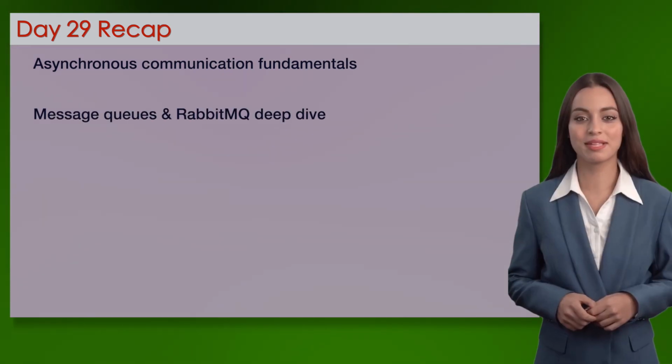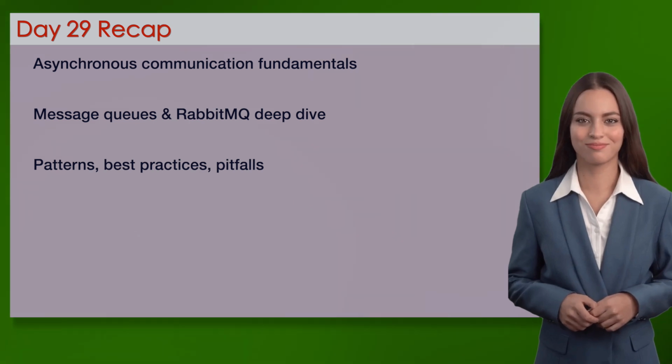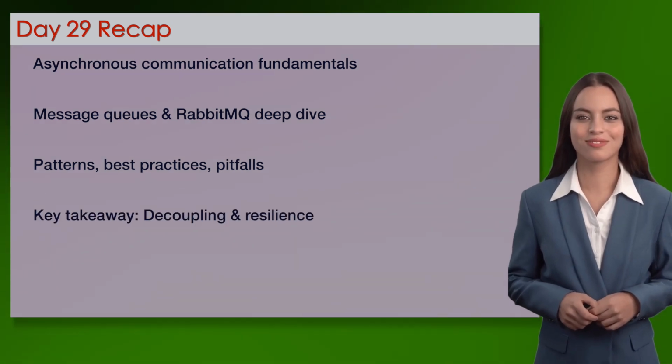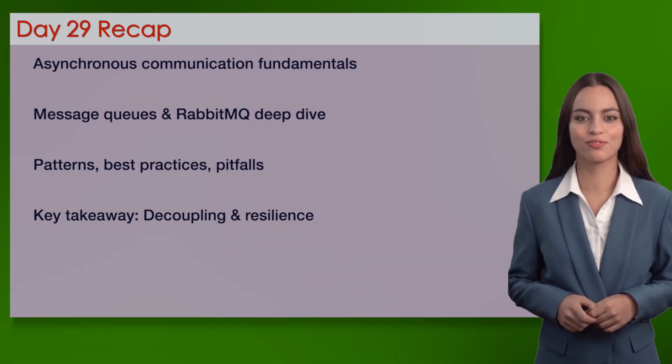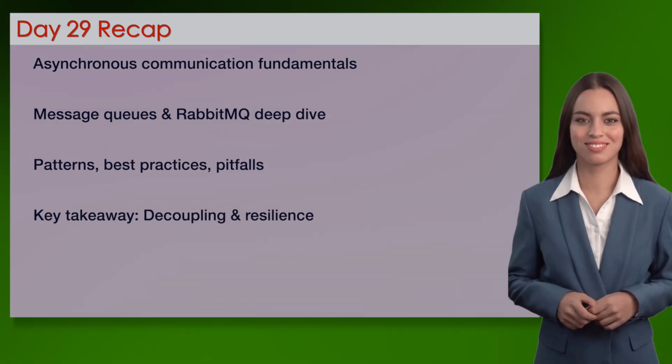Recapping day 29, we explored asynchronous communication fundamentals and message queues, with a deep dive into RabbitMQ architecture, patterns, resilience features, and pitfalls. The key takeaway: asynchronous messaging with queues like RabbitMQ provides powerful decoupling, resilience, and scalability in distributed systems.